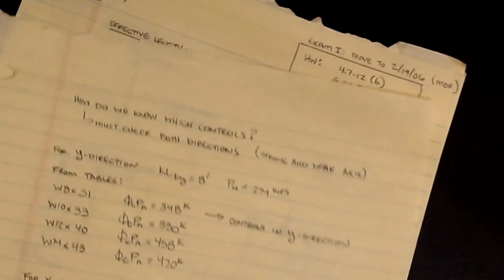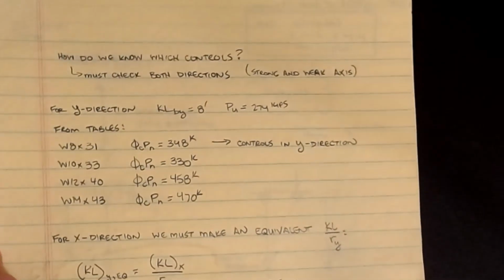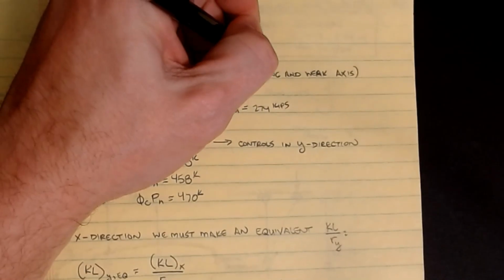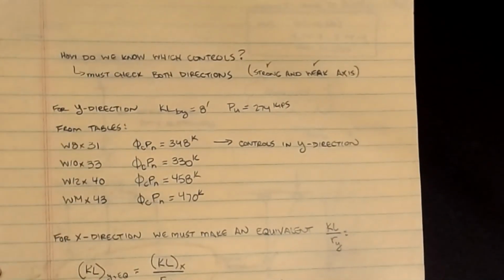Okay. So the question becomes, how do we know which controls? We've got to check both directions, strong and weak axis both. And this is the note to remember: you have to check both every single time.